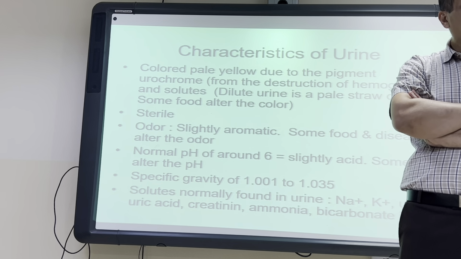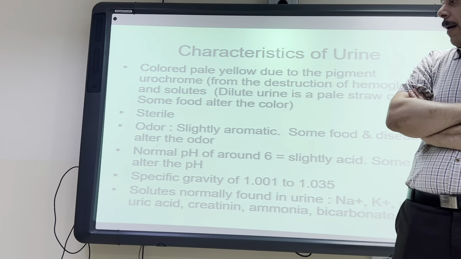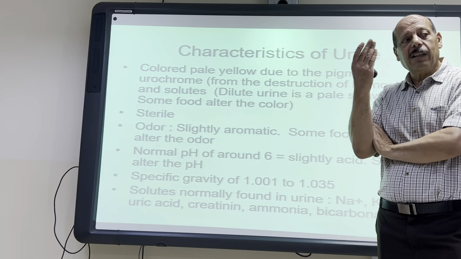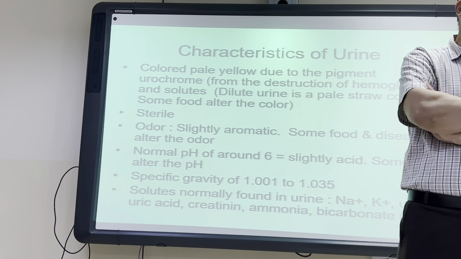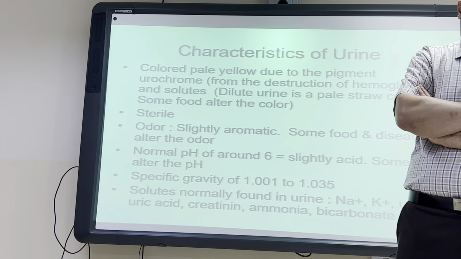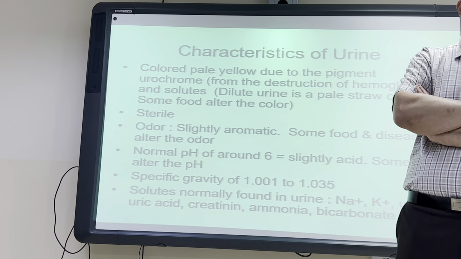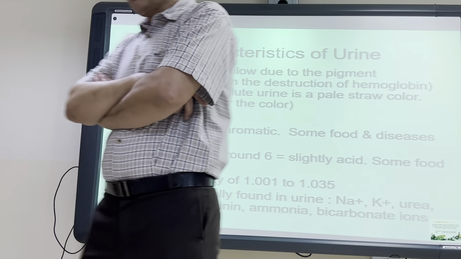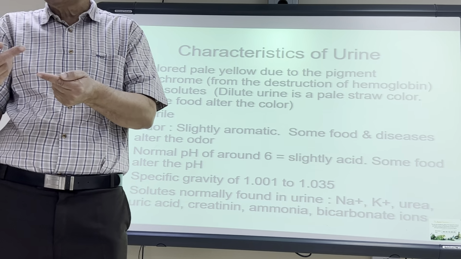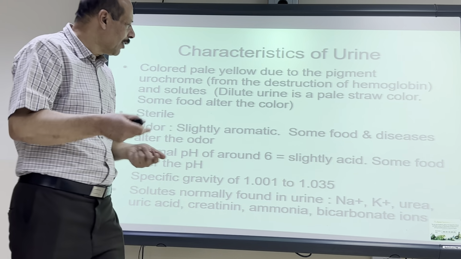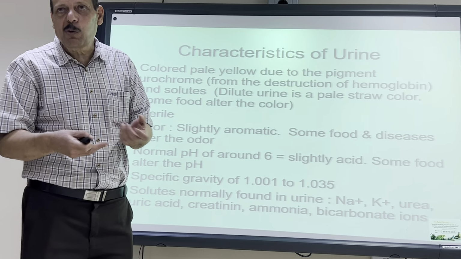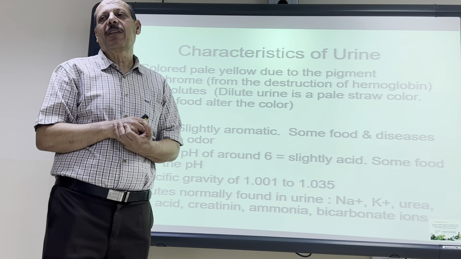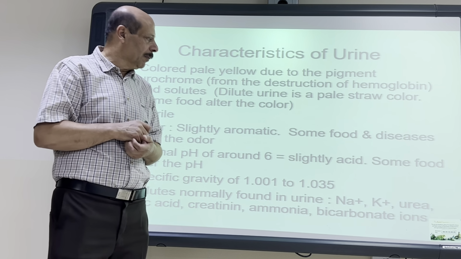So it is 1. The specific gravity of the urine is slightly more than the specific gravity of water. Why? Why is it more? Because of the substances, the minerals and the electrolytes which are there. Sodium, potassium, urea, creatinine, all of those things will raise the specific gravity of the urine.